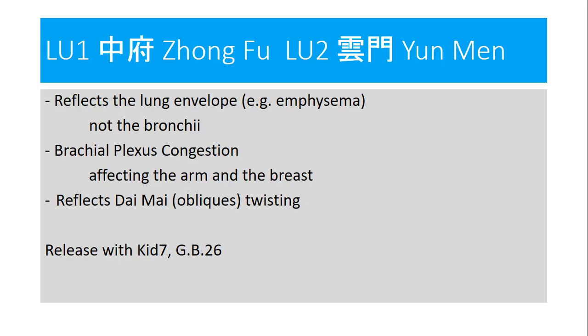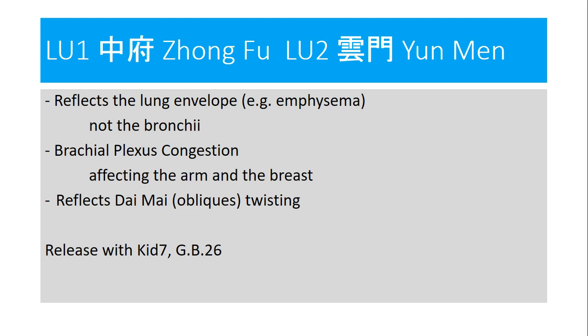In my own clinical use, lung 1 and lung 2 represent the pectoralis, and tightness here can represent a brachial plexus congestion that might affect the whole arm. Note that brachial plexus congestion can also be found on the scalenes, stomach 11, stomach 12 area.